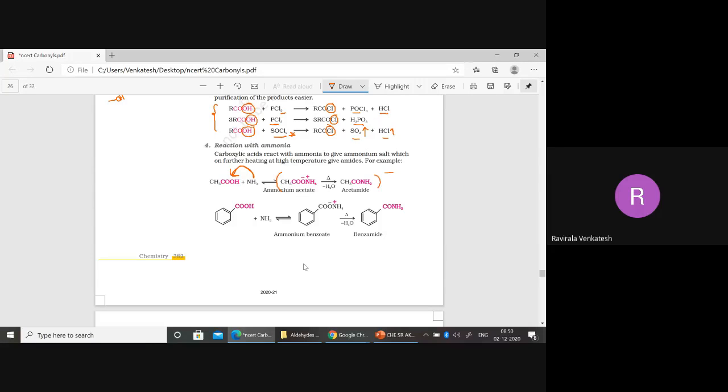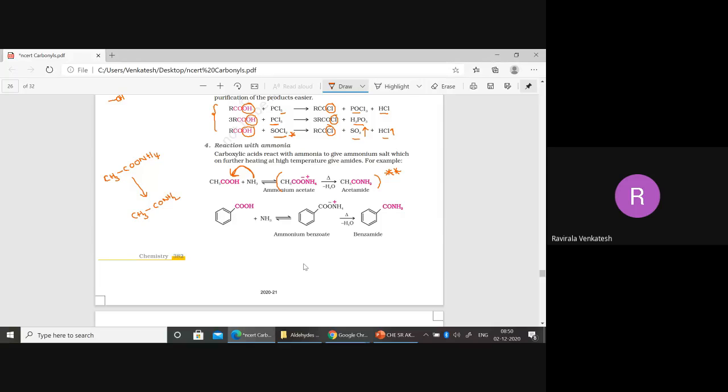This is very, very important. It will be useful in most of the conversions we get from this chapter. So CH3COONH4, how did we get the amide here? Let me discuss this one. CH3COONH4 I got, and this is converting into what? Amide. How is it converting into CH3CONH2?